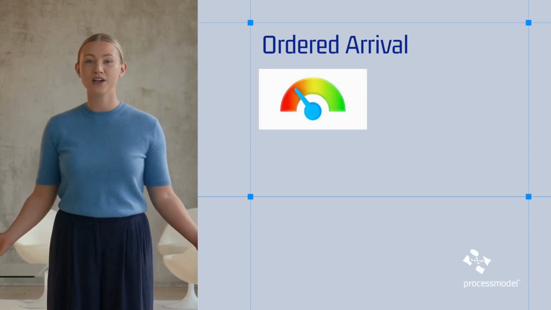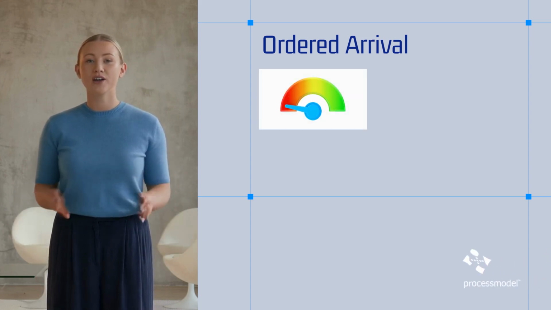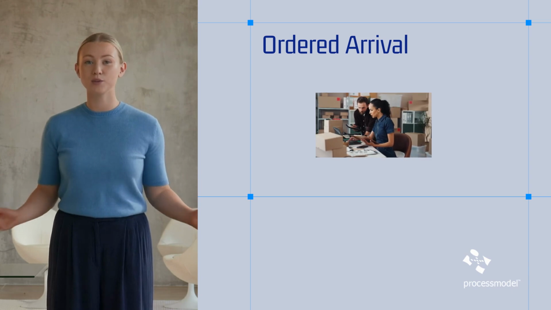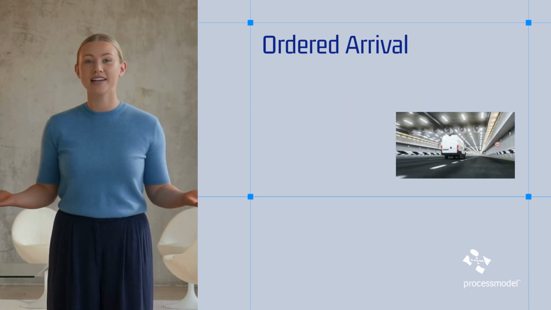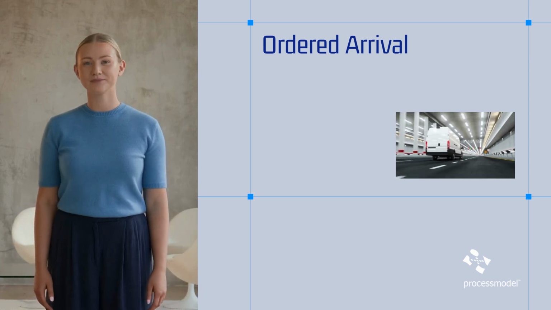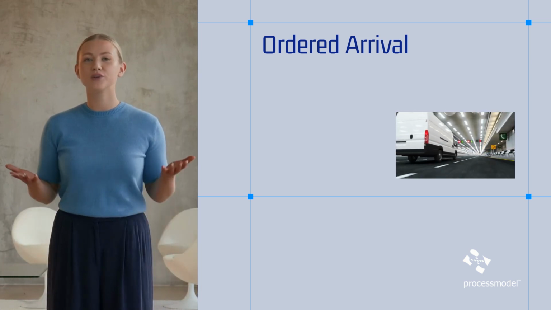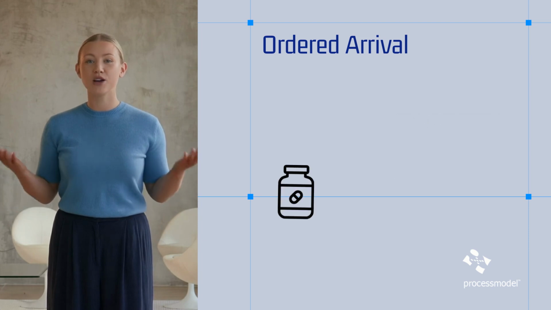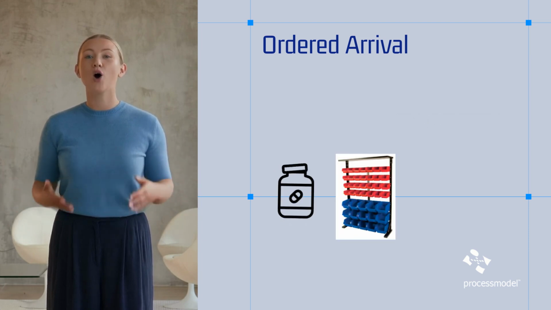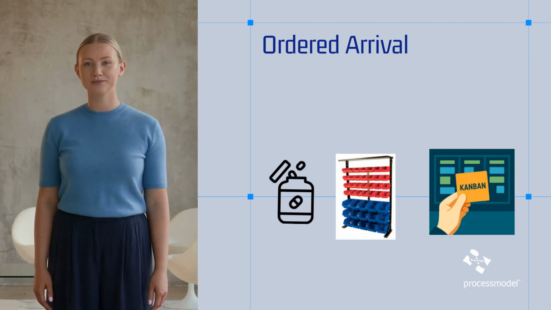Ordered arrival. When inventory dips below a trigger, the system automatically orders a fixed quantity. The replenishment lands after a set lead time. Use this for reorder point workflows, such as pharmacy stock, MRO bins, or line-side Kanbans.